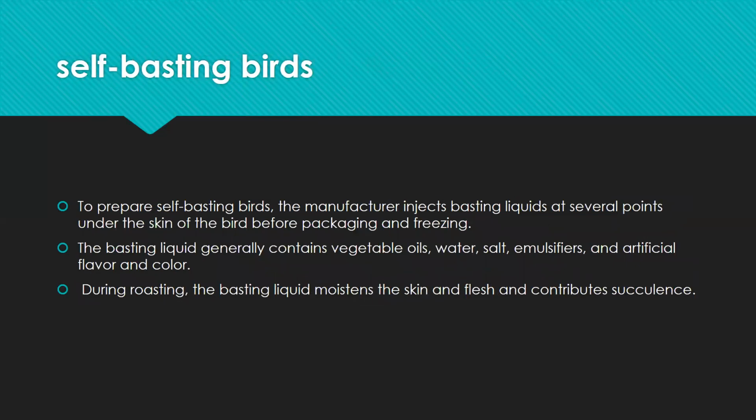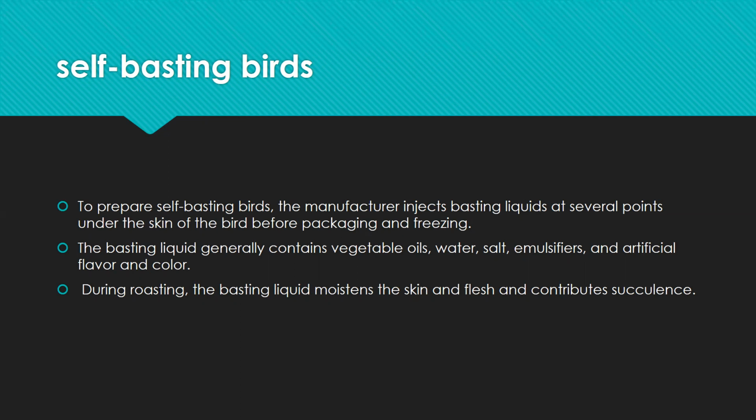Next comes the self-basting birds. In order to contribute to tenderness and flavor, and at the same time provide added convenience during cooking, there has been development of self-basting birds, which are intended for roasting. This type of product is more commonly used with turkey, and it can also be produced with chickens.